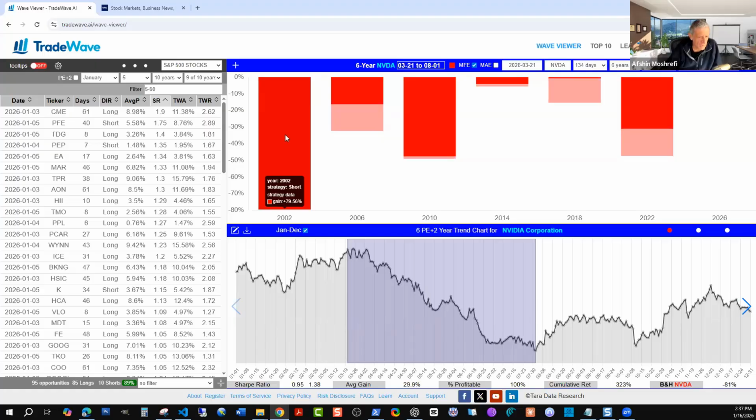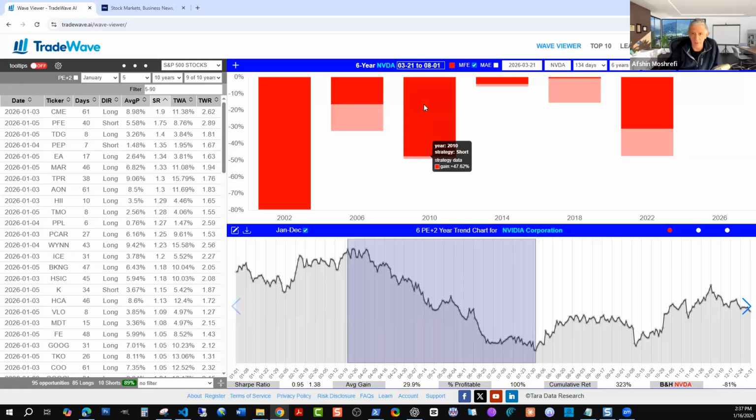They really weren't an AI company. They were just making graphic cards for gaming. But in 2006, that's when they started becoming an AI company. It dropped 16%, another 16%, 32% in total. That was the maximum drop. Then it closed down only 16% during this period.